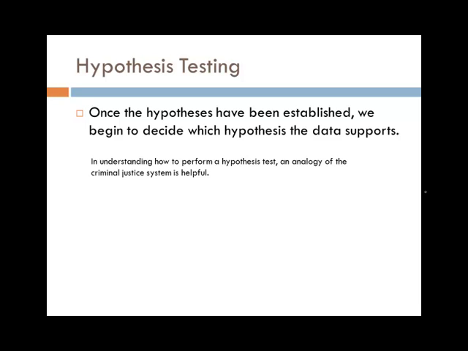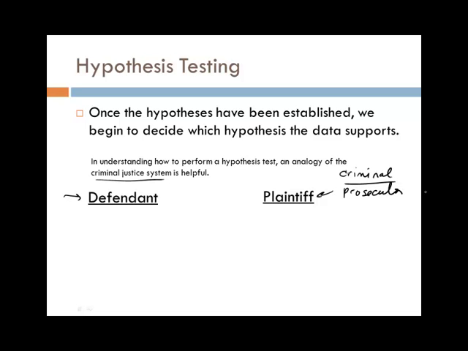So here's the analogy I referred to earlier regarding the criminal justice system. If you're not familiar with court trials, we have a defendant, we have a plaintiff. This is true whether it's a criminal or a civil trial. In a criminal trial you have a prosecutor instead of a plaintiff. The prosecutor is the district attorney, or the chief prosecutor, who is trying to prove that the defendant is guilty beyond a reasonable doubt.